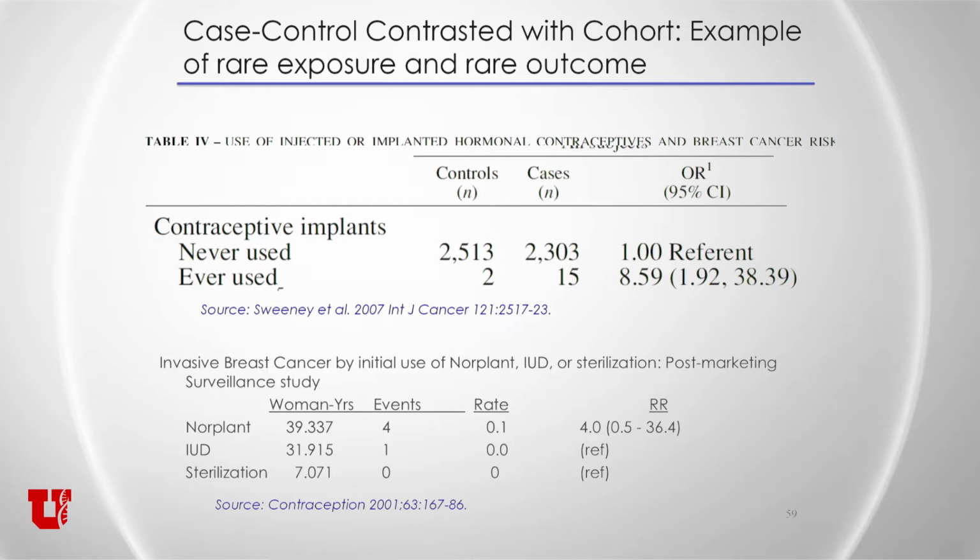So they actually accumulated, Norplant being the hormonal implant, almost 40,000 person years of use of this contraceptive. However, these are very young women who were using these contraceptives in this study, and so they weren't old enough to have breast cancer. There were only 4 breast cancer events observed during the 40,000 person years.